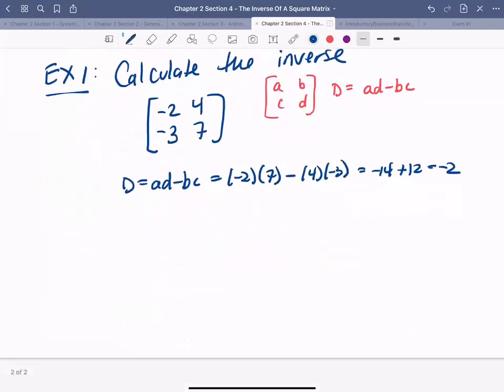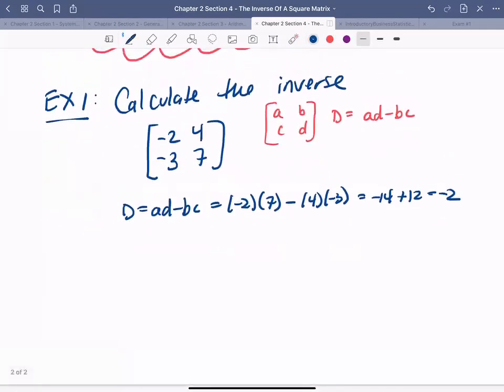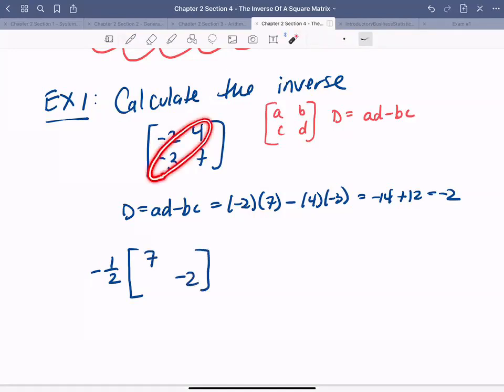So what we're going to say is, to find the inverse now, we say negative 1/2, 1 over negative 2 is the same thing, times, and we're going to switch these, remember, we're switching these. So it's going to be 7 and negative 2. And then we rewrite these, but they're going to be opposites of each other. So instead of just 4, it's going to be negative 4. And even though it was negative 3, now it's going to be positive 3.